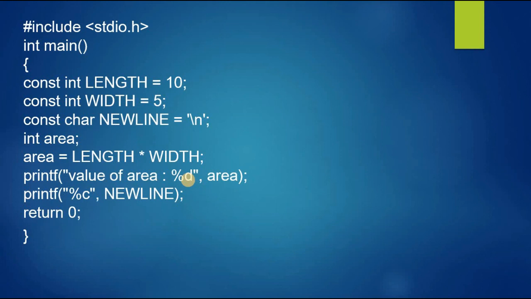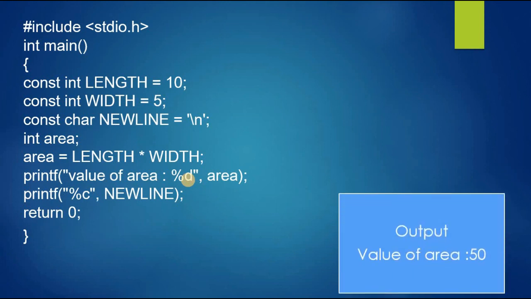Then what will be the output for this? The output will be value of area is 50, because we declared length as 10 and width as 5. This is calculated with the formula area is equal to length into width, so we get an output of 50. Here const int length equals 10, where we used the keyword. For declaring the length and width we used the const keyword. This is how we learned today's topic about constants and literals in C programming.